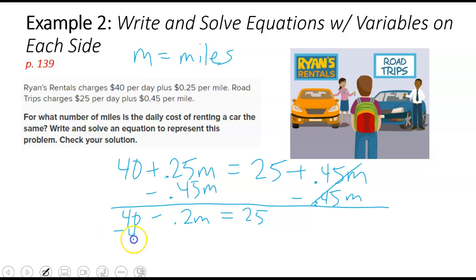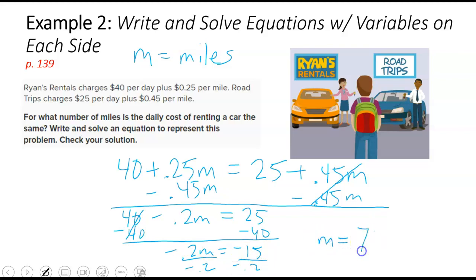And then we're going to subtract 40 from both sides. So negative 0.2m equals negative 15. And then divide that by negative 0.2. And so m equals 75. So at 75 miles, the cost is going to be the same.